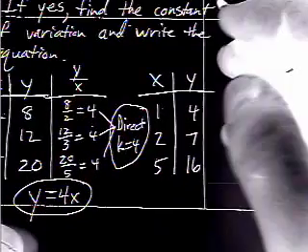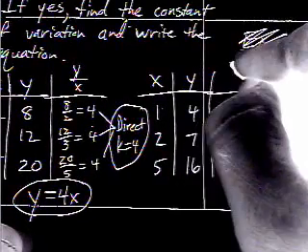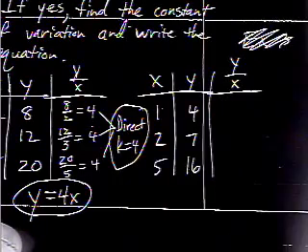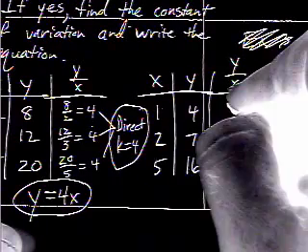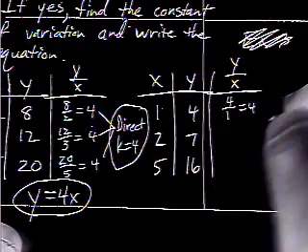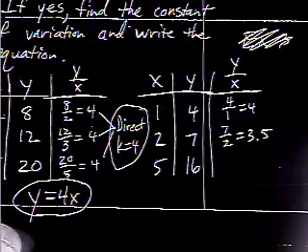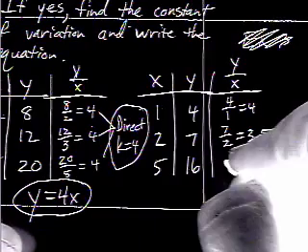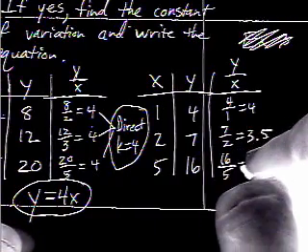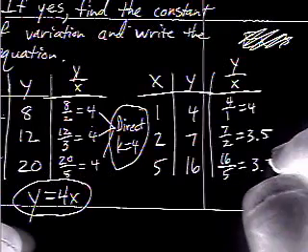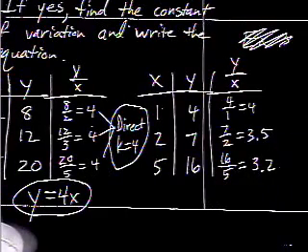Alright, try it again with a different set of numbers. Okay, we've got y over x is what we're going to try to figure out here. 4 over 1, not too hard. 7 over 2, uh-oh. That's not equal to 4. Neither is 16 over 5. Right? That's 3.2 or 3 1/5.